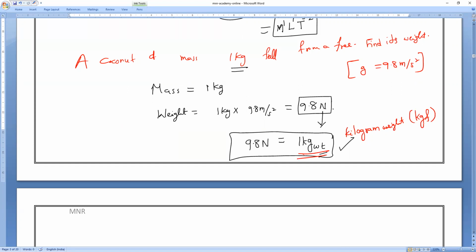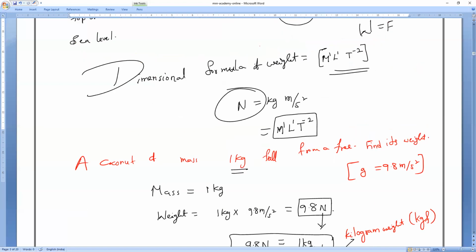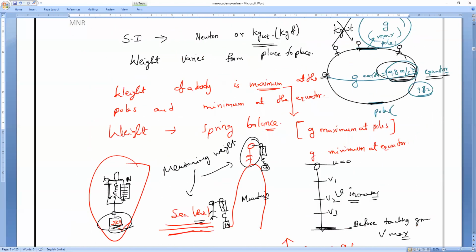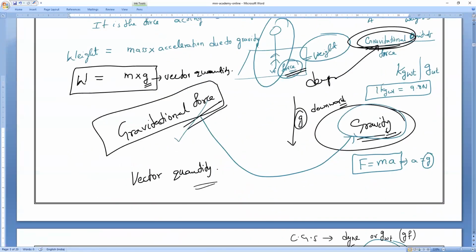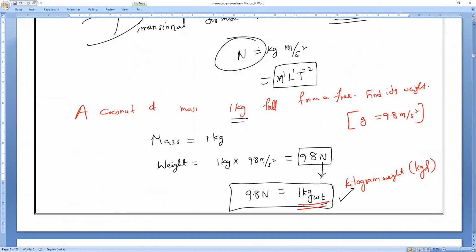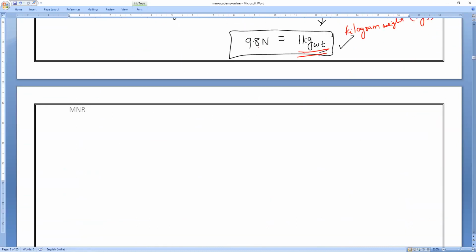So this is about what is mass and what is weight. I hope you all understand. Anybody having any doubt, you can ask me. Clear? So this is about mass and weight. With the help of this, the next concept we are going to study is called Newton's third law of motion. So please all of you keep it.